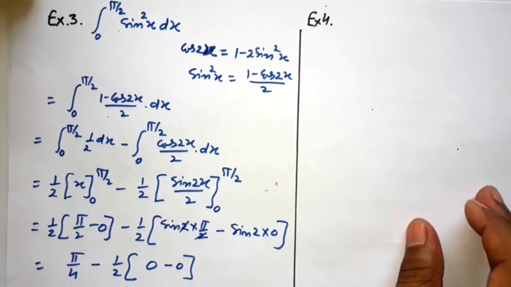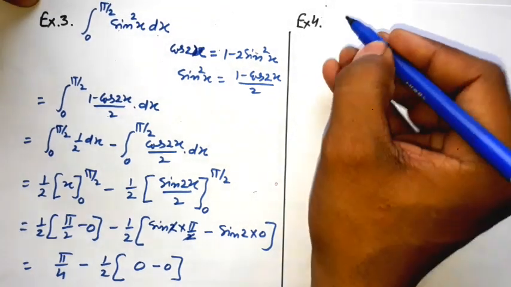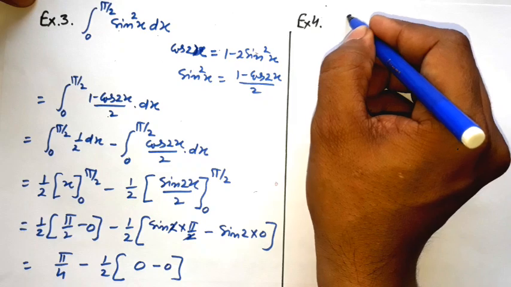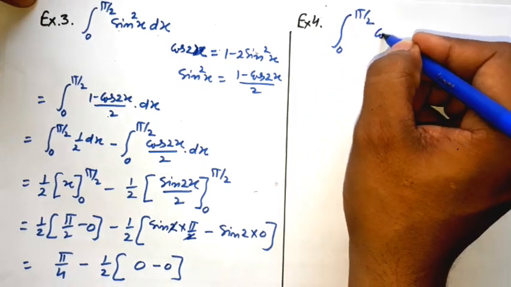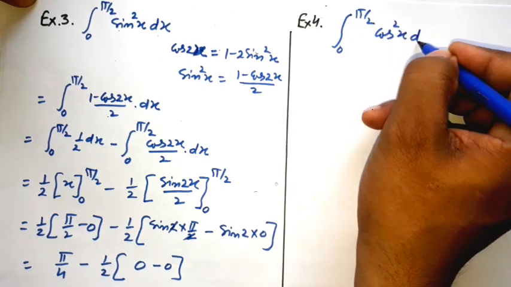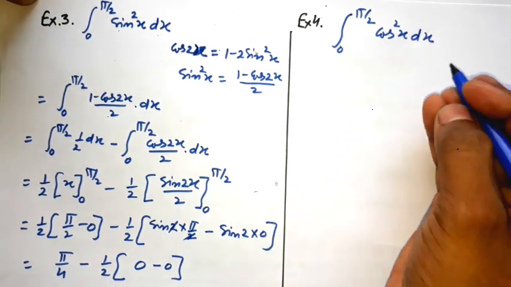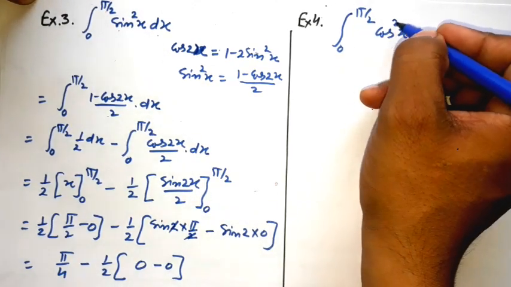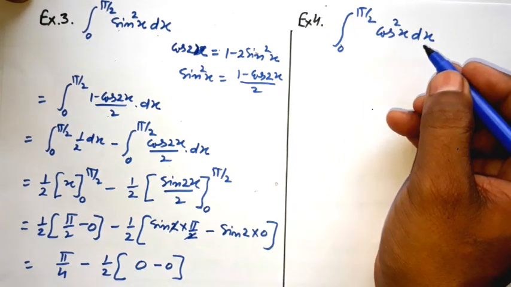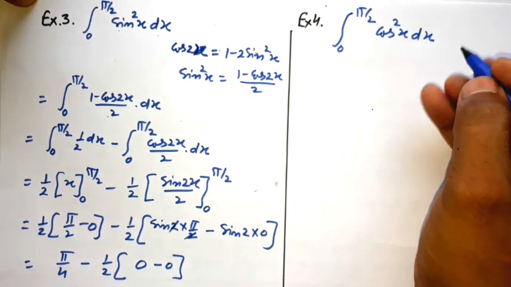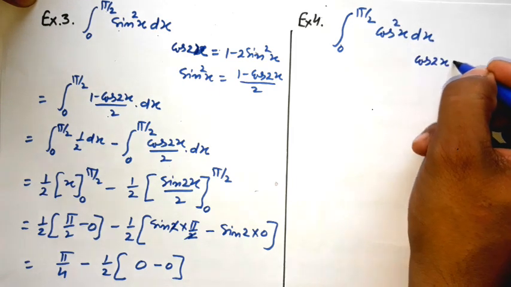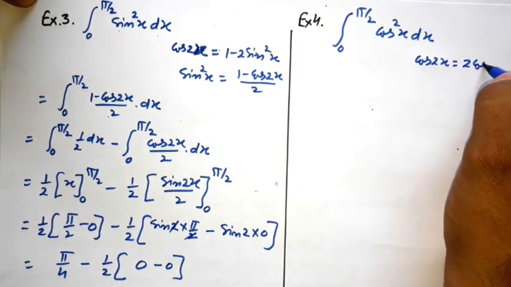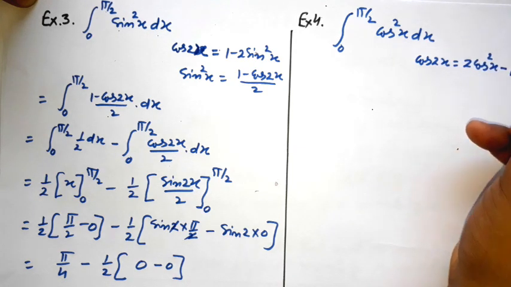Now we take the next example, that is integration 0 to pi by 2 of cos square x dx. Then we cannot integrate directly, so we will apply an identity which is cos 2x equals 2 cos square x minus 1.